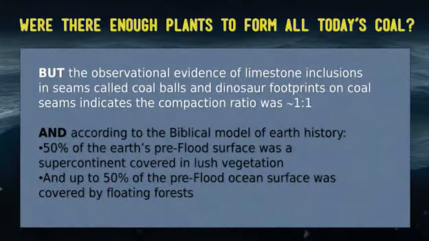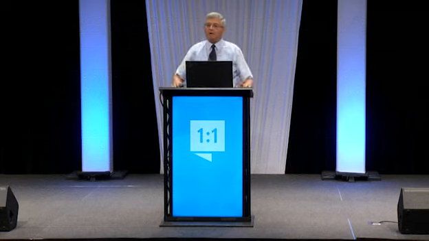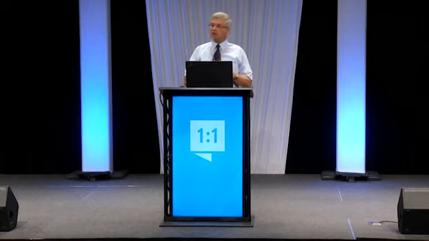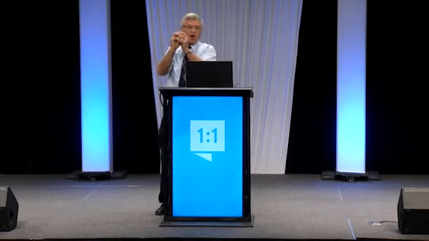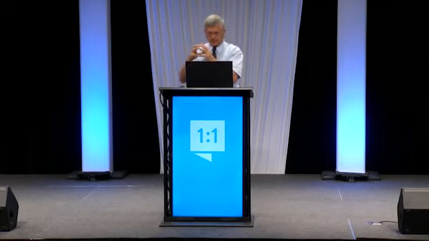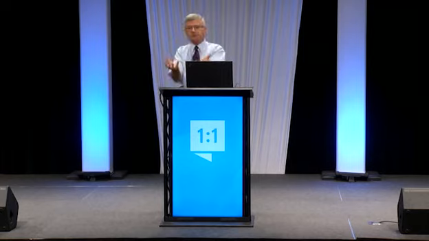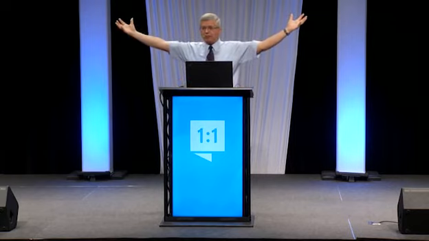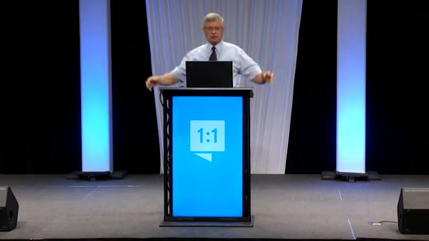First of all, observational evidence shows that the compaction ratio was closer to 1 to 1. Remember I said you get marine fossils sometimes in coal beds? Sometimes you get these balls of limestone. They call them coal balls, but they're actually balls of limestone. You break open the ball of limestone and you've got marine fossils, and it's buried there in the coal bed. How could that be in a swamp? We don't find that in a swamp.